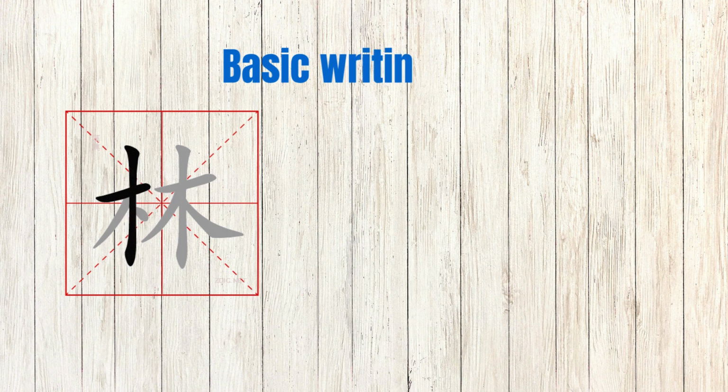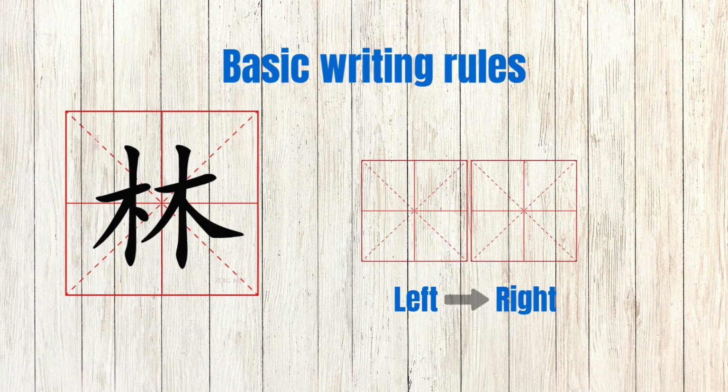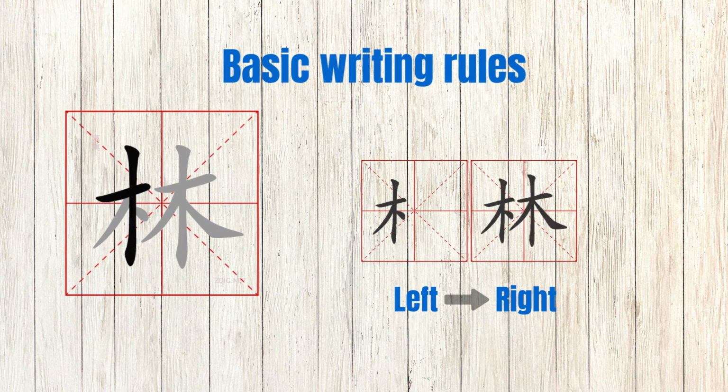When writing this character, follow the stroke order from left to right. In the writing grid, start by writing a smaller 木 as a radical on the left, then write another 木 on the right. Did you get it?